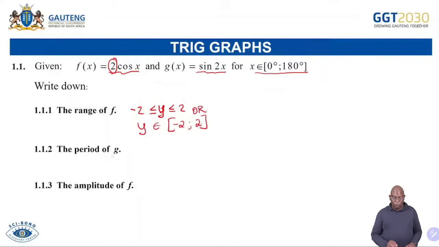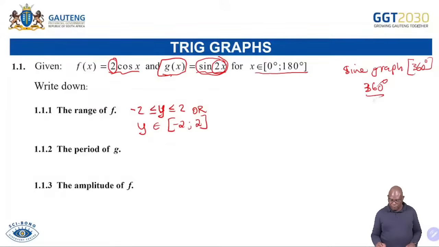Okay. So the period of G. Remember, the graph is sine 2x. What is the period for the sine graph? The period for the sine graph and the cos graph is 360 degrees. So if there's a 2 in there, then the period of the graph will be 360 degrees divided by 2. If it was 3 there, it will be divided by 3. If it was half, it will be divided by half. So in this case, for the period of the graph, you just write the value 180 degrees.